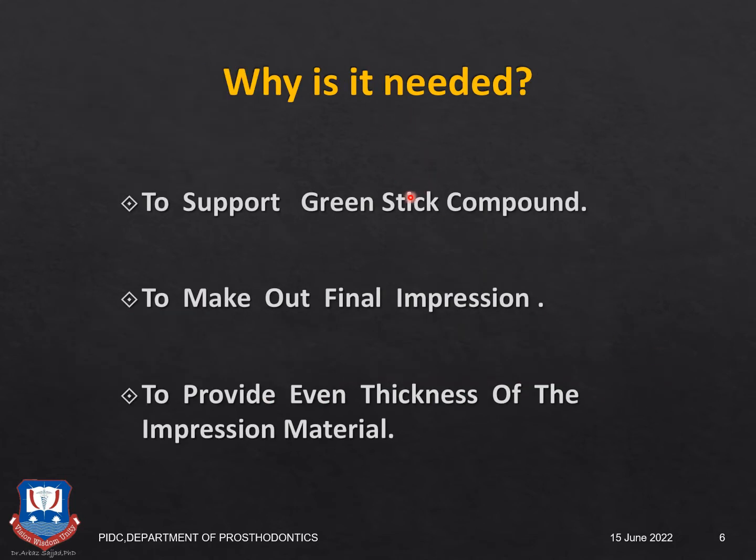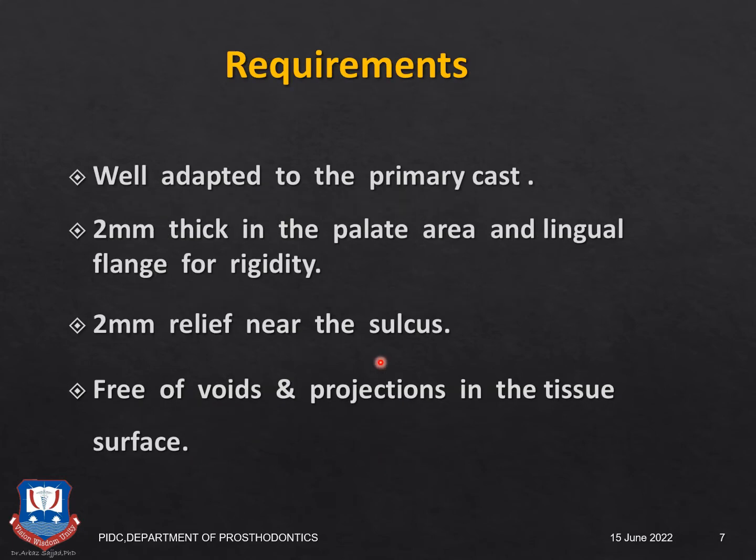So why do we need a special tray? We need a special tray to support the green stick compound, that is to do the border tracing, and then to make a final impression of the denture bearing area. And the special tray ensures that we get an even thickness of the impression material all throughout the denture bearing area so that we get an accurate impression. The requirements of a special tray or a custom tray are: it should be well adapted to the primary cast, there should be a uniform 2 mm thickness in the palatal areas, lingual flanges, and all the flanges all around. A 2 mm relief should be provided under the custom tray, and it should be free of voids and projections in the tissue surface area.